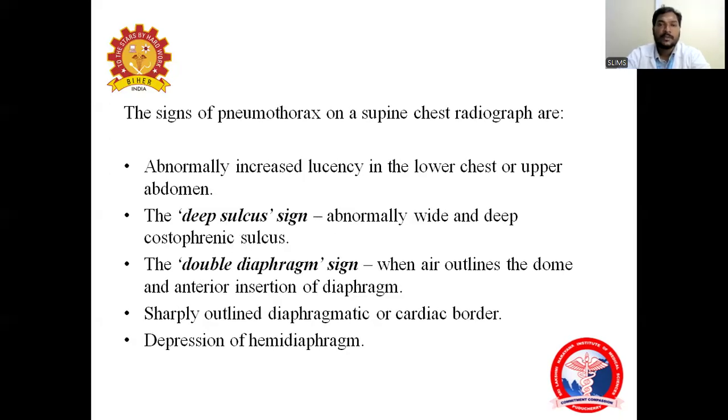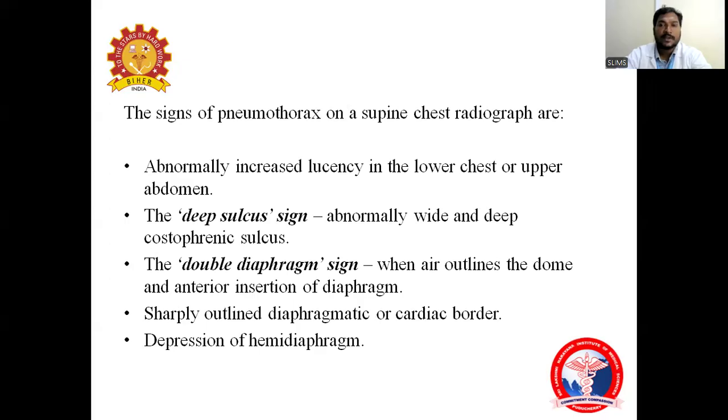The signs of pneumothorax on supine radiography are that there may be abnormal increased lucency in the lower chest wall or upper abdomen. Because of the unequivocal air collections, increased lucency will be seen between the upper zone as well as the mid zone on the ipsilateral side itself.